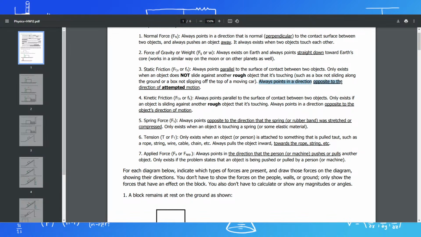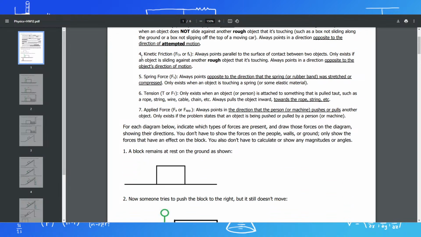Always points in a direction opposite to the direction of attempted motion. I would modify this a little bit and say opposite to the direction of attempted relative motion. Again, don't worry about that. We'll talk about it later when we have a more friction-focused lecture.